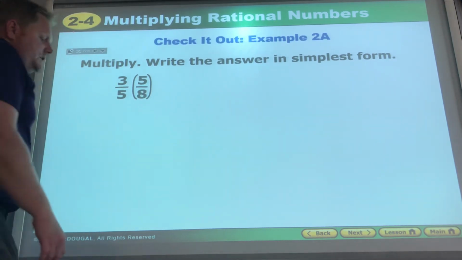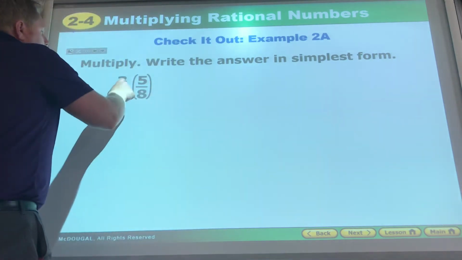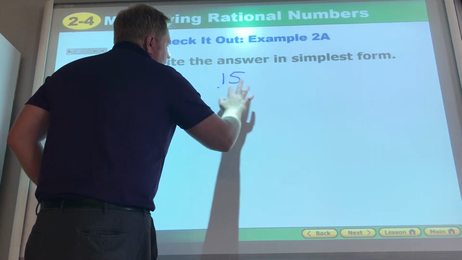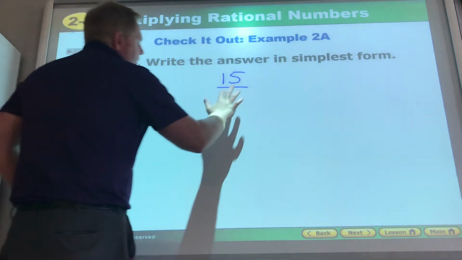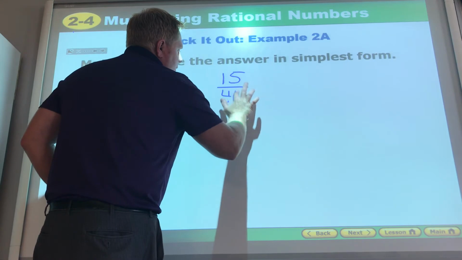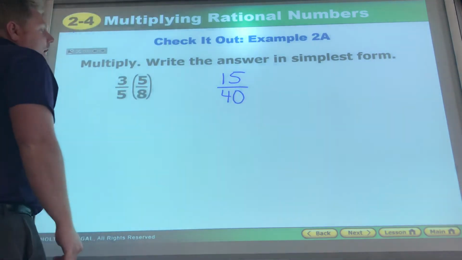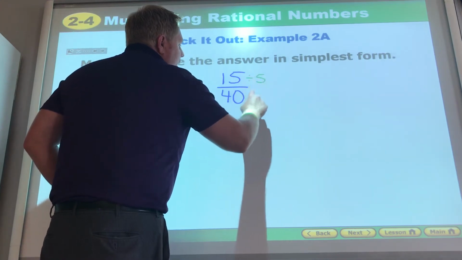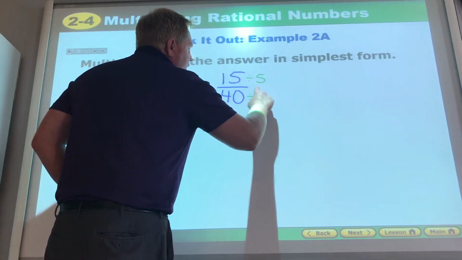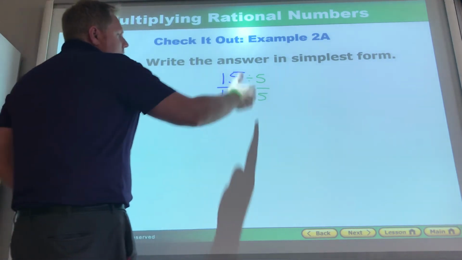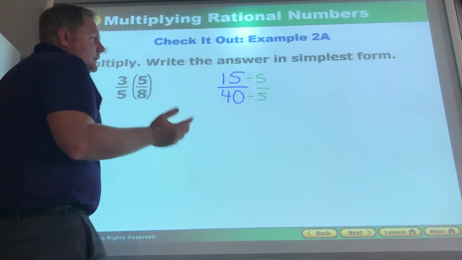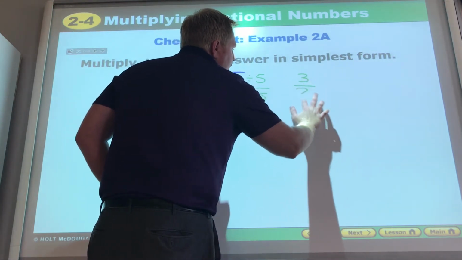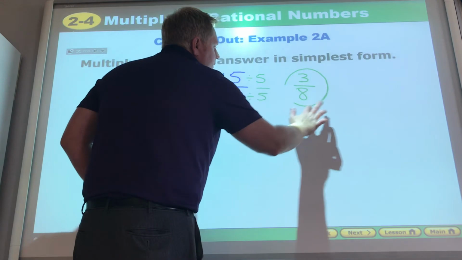All right. With this one, 3 times 5 gives me 15. 5 times 8 gives me 40. I see I can divide by 5. Divide by 5. Hey, 5 and 5, that's a fancy one. So then I get 3 over 8 for my answer.